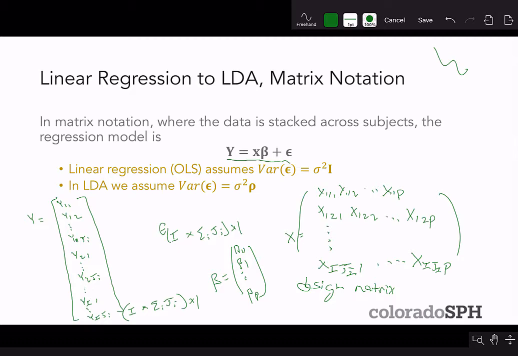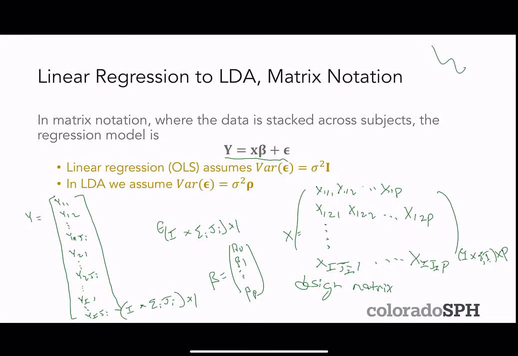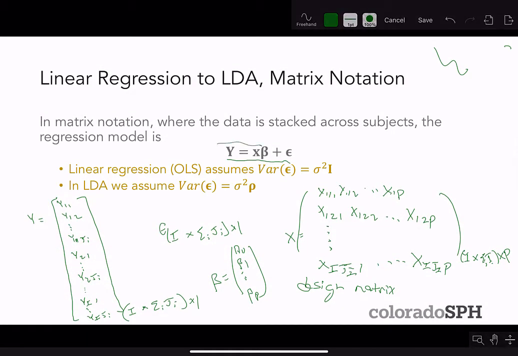And that's going to be a matrix of size total number of subjects, with the same number of rows as your epsilon and your y. And then the number of columns is going to be p, the number of parameters that you have. So that's what this notation means. It's just a vector, it's a stack. There we go. That's expanding what each of these terms in this equation means.